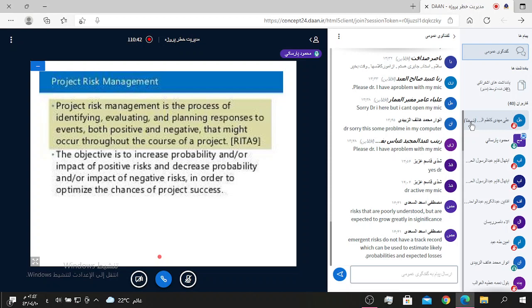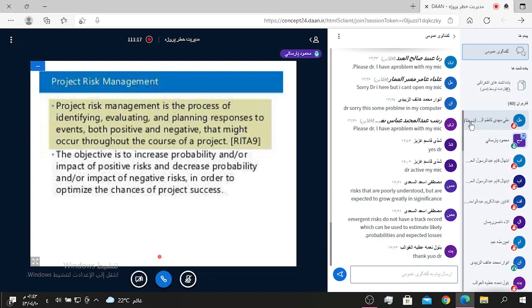This reference is one book. I repeat, project risk management is a process or procedure of identifying, evaluating, and planning responses to events or risks, both positive and negative, that might occur and might not occur throughout the course of a project, with this reference.